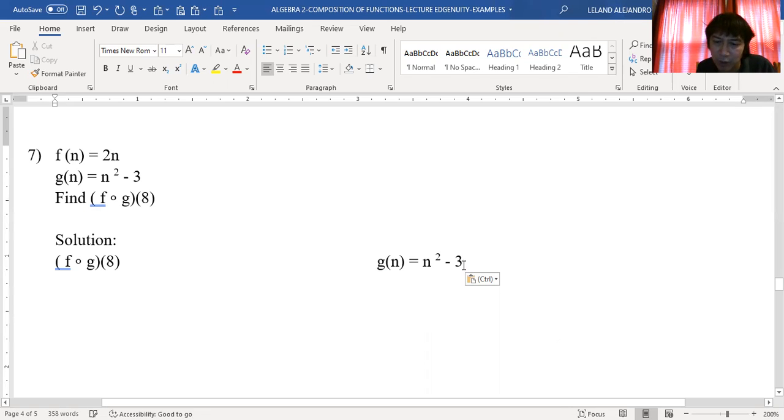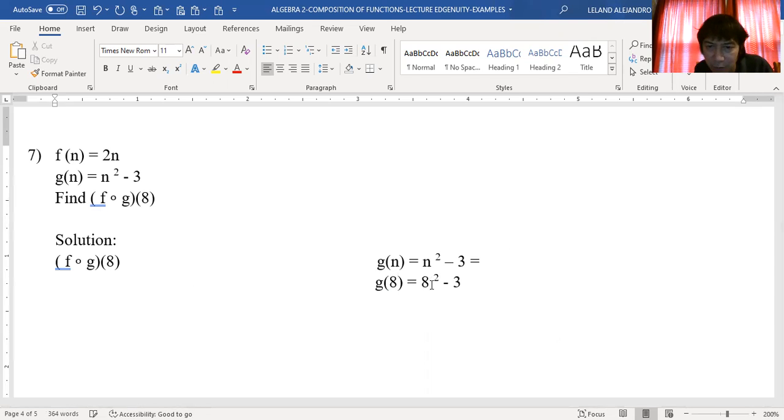So the next line will be, let's do it in the next line. This is how it looks. Replace this with 8. Therefore, you will replace this n with 8 also, like that. And so what we're going to have here will be now something like 64. That's 64 minus 3. And so we have 61. So g of 8 is equal to 61.